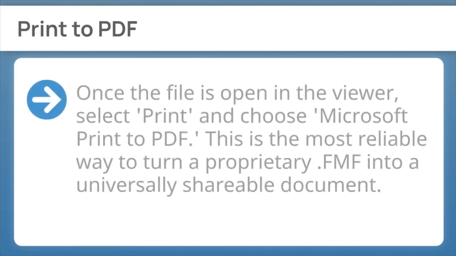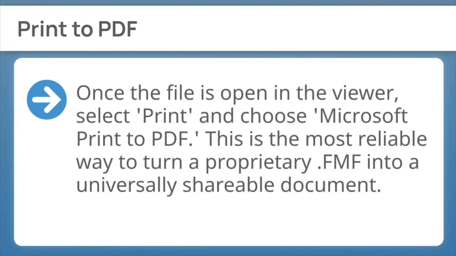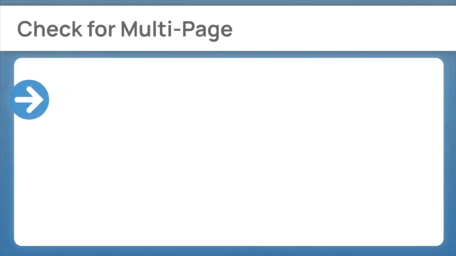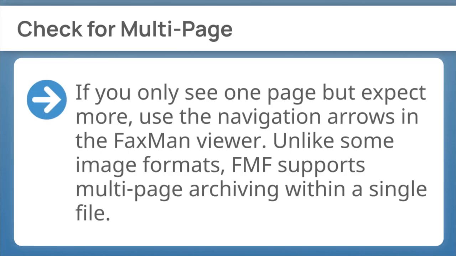Next, print to PDF. Once the file is open in the viewer, select Print and choose Microsoft Print to PDF. This is the most reliable way to turn a proprietary .fmf into a universally shareable document. Finally, check for multi-page. If you only see one page but expect more, use the navigation arrows in the FaxMan viewer. Unlike some image formats, FMF supports multi-page archiving within a single file.